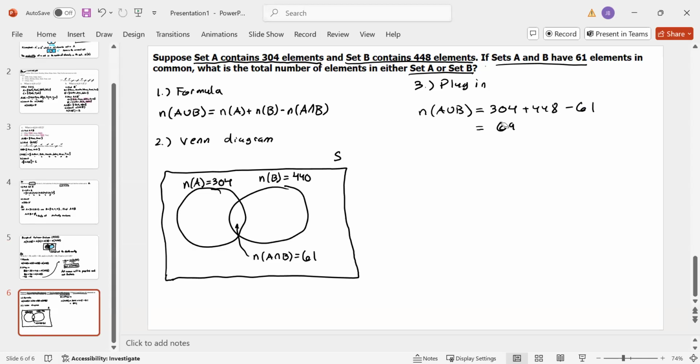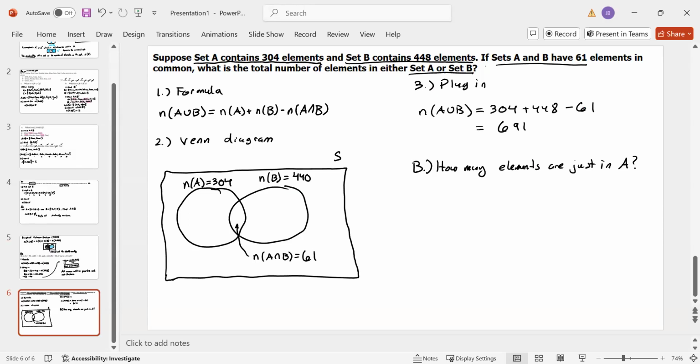Okay, and that's it. So you might think, is the Venn diagram necessary? No, in this case, it's actually not. But there are problems where maybe I want to know how many elements are just in A, right? So this is like a follow-up question right here. How many elements are just in A?